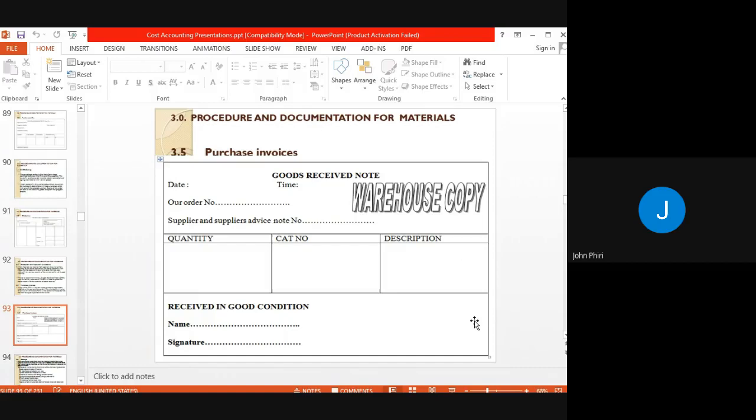Yes, please, Annie. Sir, I wanted to find out, in this era where technology is widely used, for example, we have applications now where you can order cement. I'm ordering cement. Upon delivery, do I still get the goods received note, or is the same procedure applicable when I'm doing it electronically?